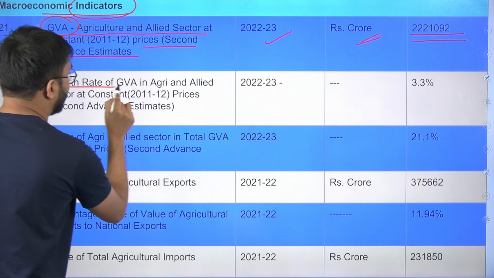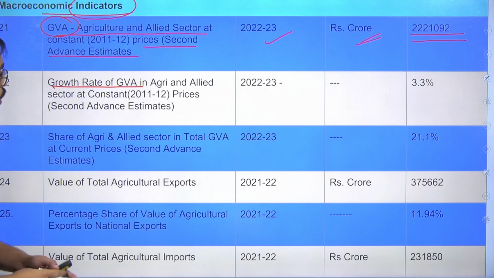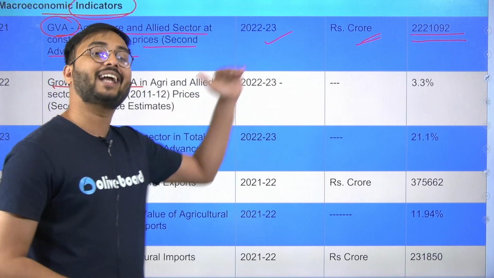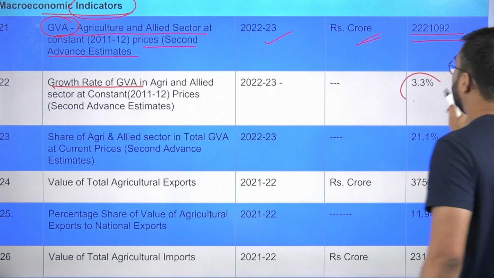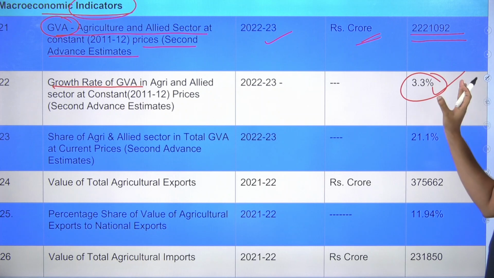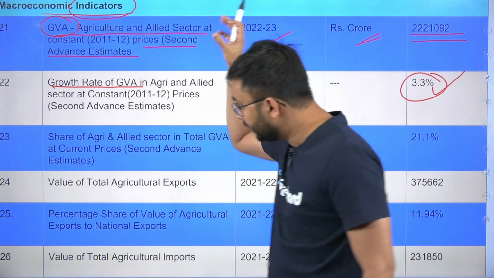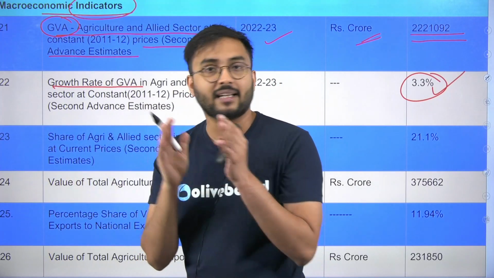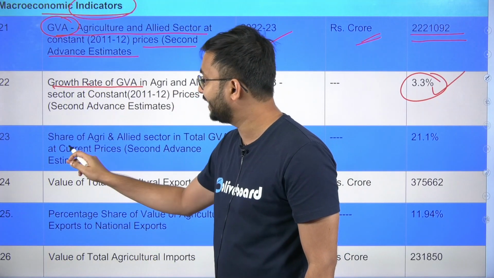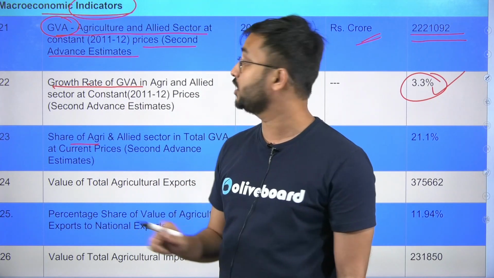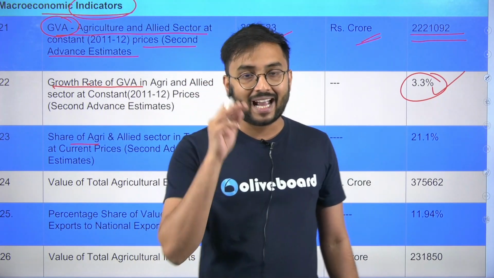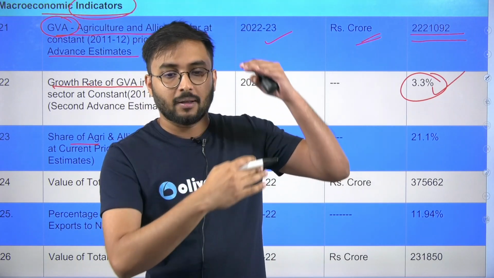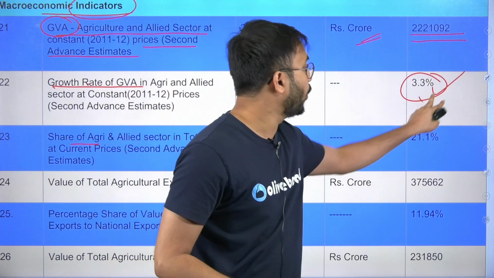Now comes the growth rate of gross value added in your agriculture and allied sector. Growth rate is nothing but the extent to which growth is taking place, and that is 3.3%. So 3.3% of GVA, this is the growth rate. This is not the share of agriculture and allied activities in GVA. There is a difference. What is the difference between growth rate and share of agri and allied activities? Growth rate means agriculture and allied activities are increasing, and their rate of increase is 3.3%.